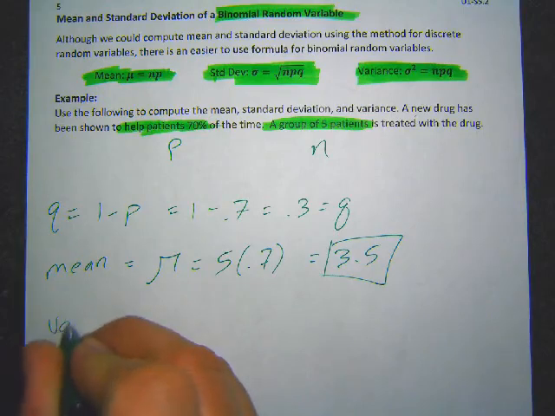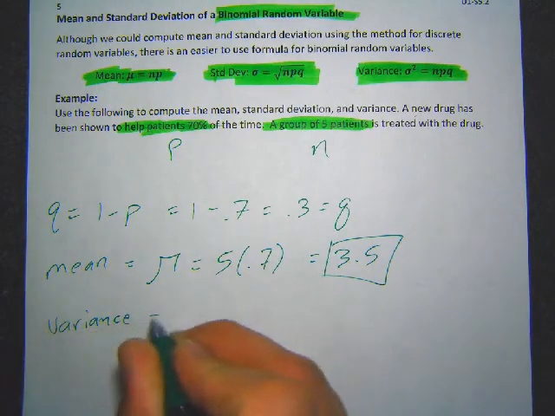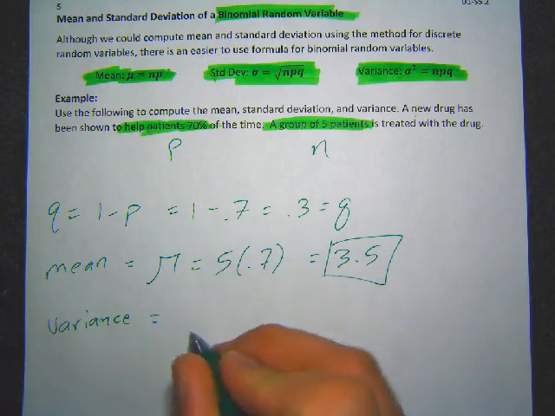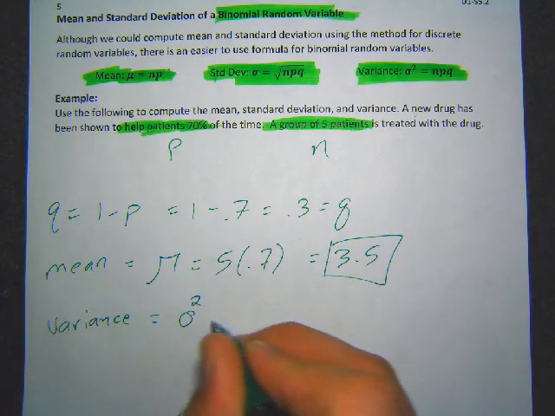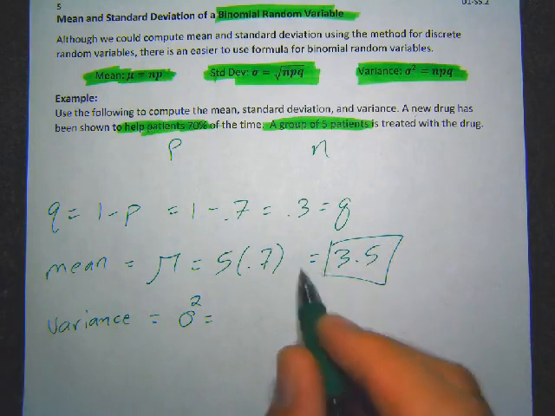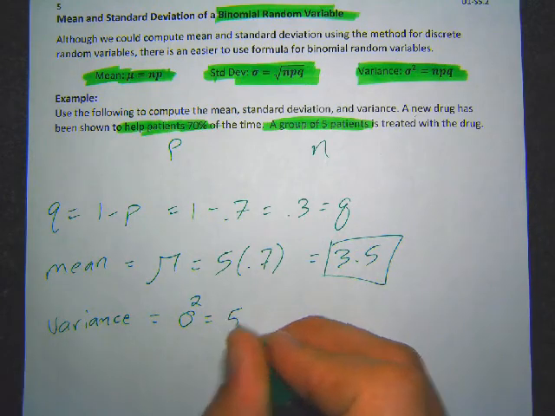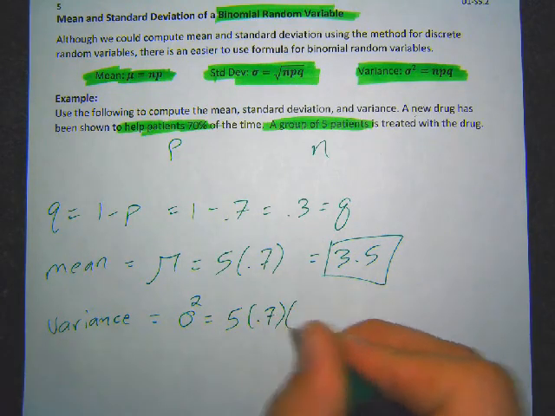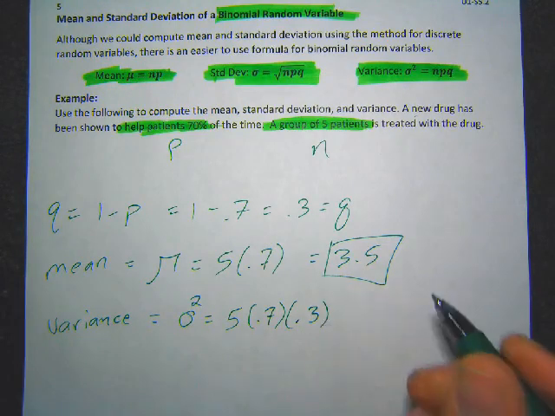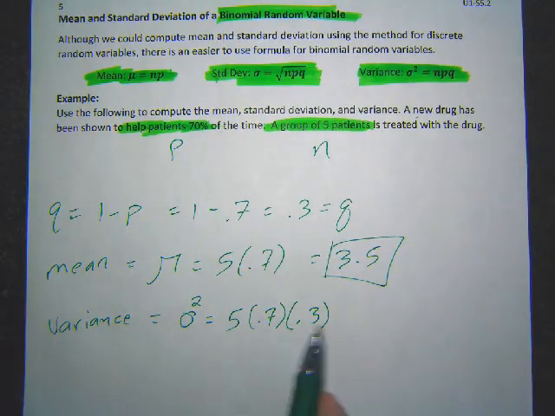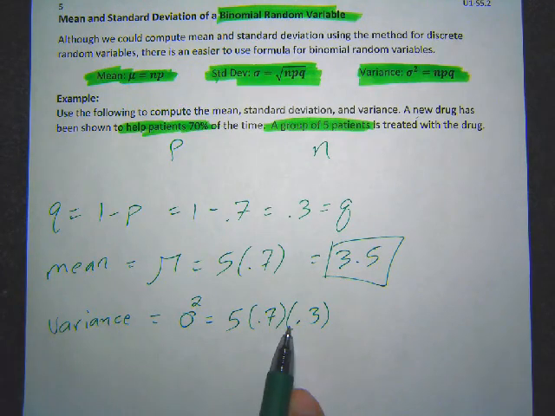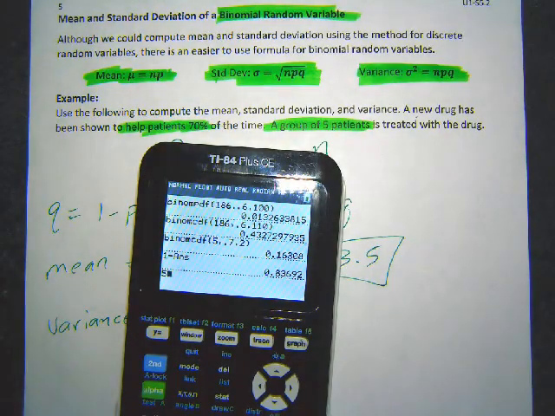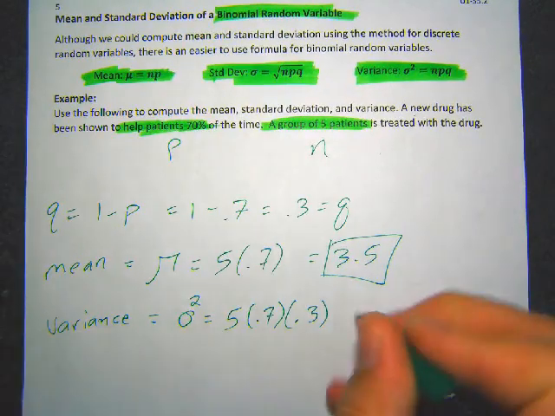Okay, and then variance. I'll actually do variance second because it's easier to do that and then find standard deviation. So variance, which is your sigma squared, is going to be n times p times q. We're going to take n, the number of trials, which is 5, times p, which is 0.7, times q, which is 0.3, because q is the opposite, so 70% and 30%. These two numbers should always add up to one whole. 0.7 plus 0.3 is one whole when you're doing this variance calculation. So 5 times 0.7 times 0.3 gives 1.05. This is the amount of variance.